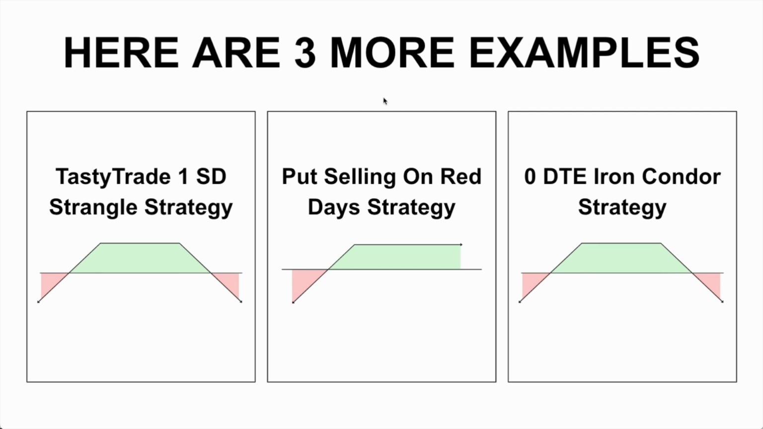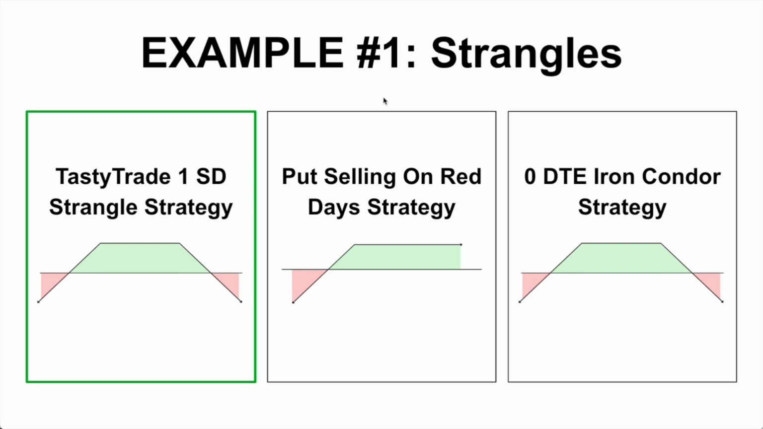But I also wanted to give you some more examples, because you may be saying, Austin, that's cool, but I trade like this. I trade ratio spreads. I sell puts. I do strangles. I do XYZ. Whatever it is, I want to give you 3 more examples to show you how this can work for you. So we'll be diving into a 1 standard deviation strangle. I'll show you how to do put selling on a red day. And for my 0 DTE traders, I'll show you how to set up a 0 DTE iron condor strategy. So let's dive into the first example, which is a 1 standard deviation strangle.